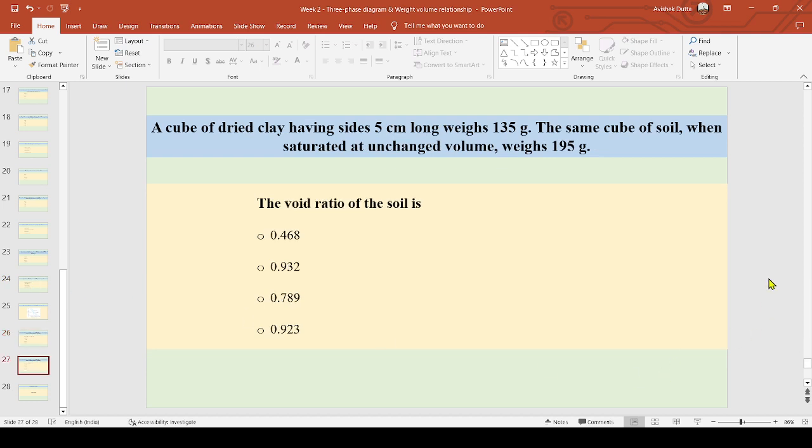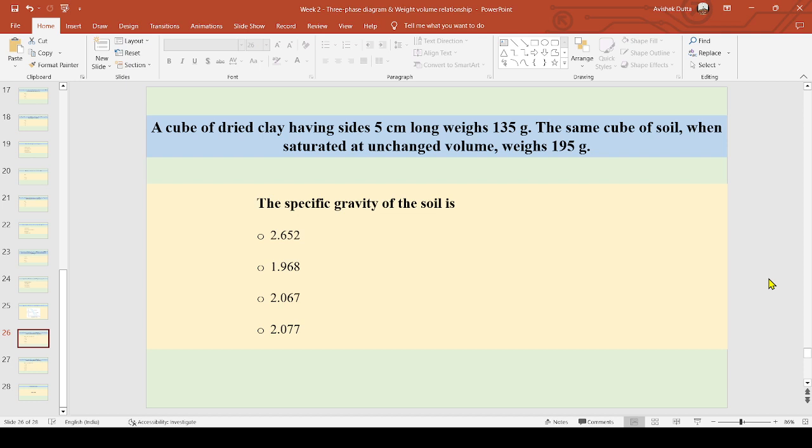This is a linked question. These two sums have the same statement with two different questions. Please write down the data very carefully. A cube of dried clay having sides 5 centimeter long weighs 135 grams. The same cube of soil, when saturated at unchanged volume, weighs 195 gram.